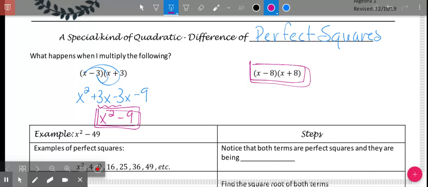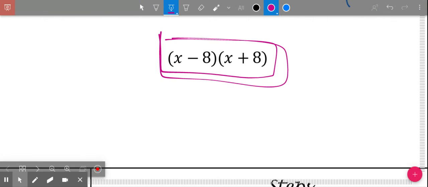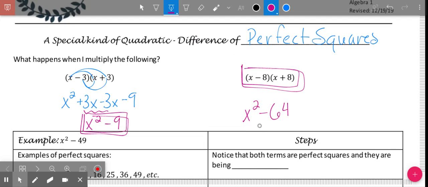All right, so hopefully you took the time to do that. You should have gotten, once you multiplied, x squared minus 64. And what I was hoping that you would notice is that both of these are actually binomials, okay? And there's only an a and a c term. There's no b term in the middle, okay? And that's because, like for here, the 3 and the negative 3 cancel each other out, okay? So that is called the difference of perfect squares, okay?